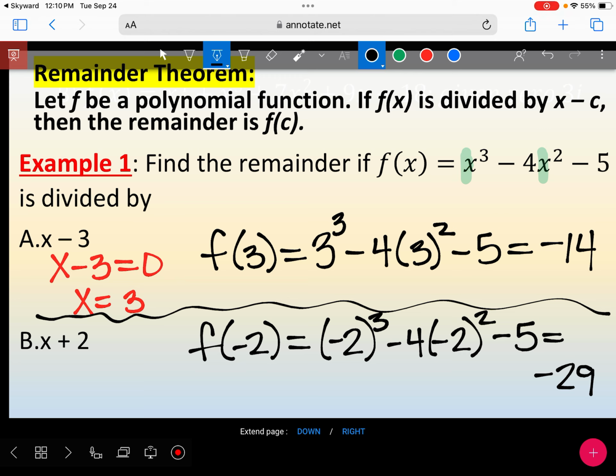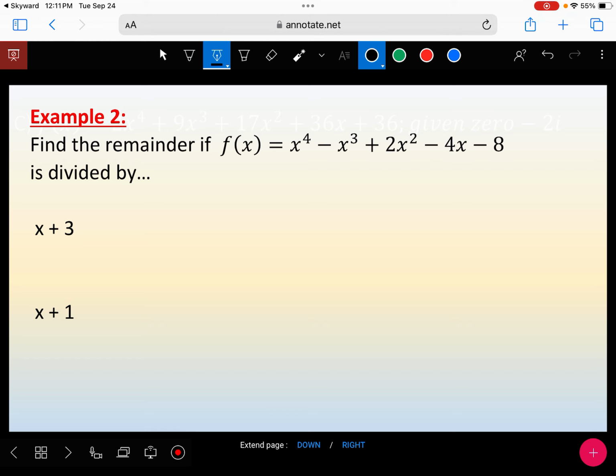All right, so now let's do a different polynomial with different factors. Thank you. All right, so now we're going to do it again. We got a higher degree. Go ahead and copy it down. And again, you're just finding the remainder, so we're not doing the whole division. We got a 4th degree, and we're dividing it by x plus 3.